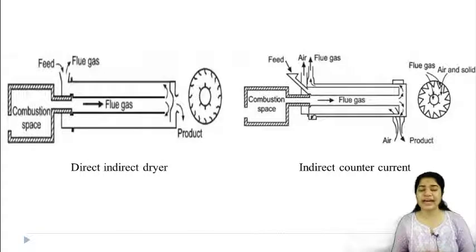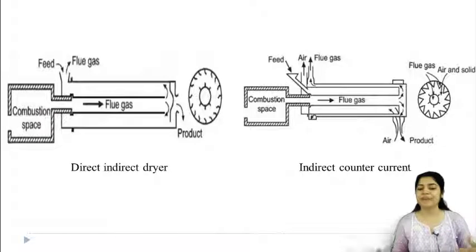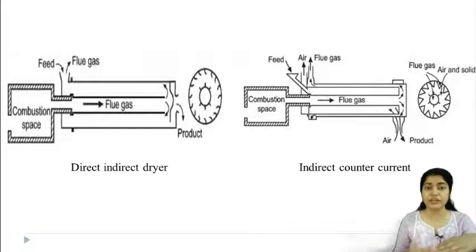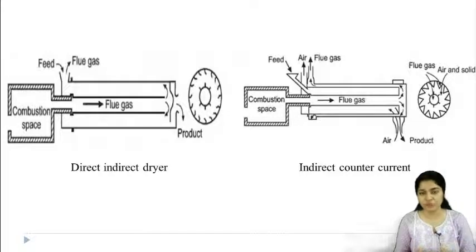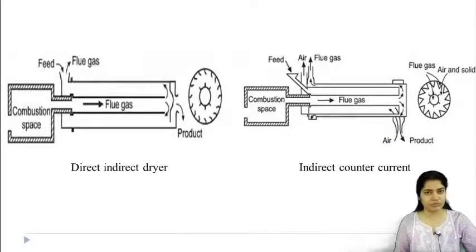Next is your indirect counter current dryer. So here you can see that your feed you are sending to the dryer, and your flue gases are passing through it. Now feed and your flue gases have indirect contact between them. In a counter current flow, they are coming in contact with each other, but the mode of heat transfer is what? Indirect. So this is about your indirect counter current rotary dryer.